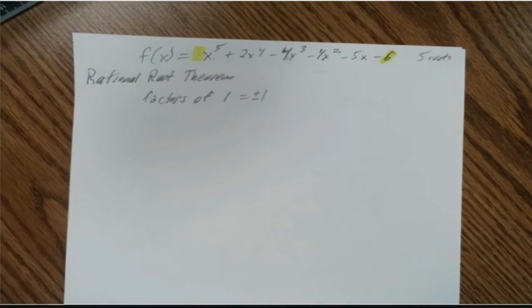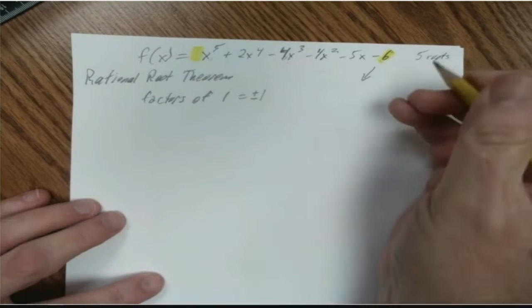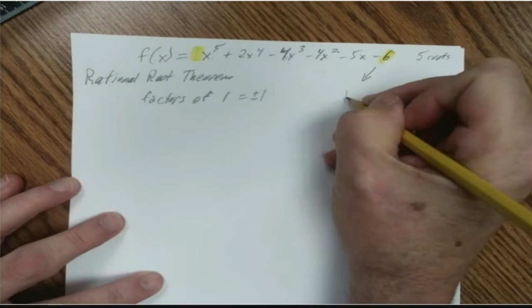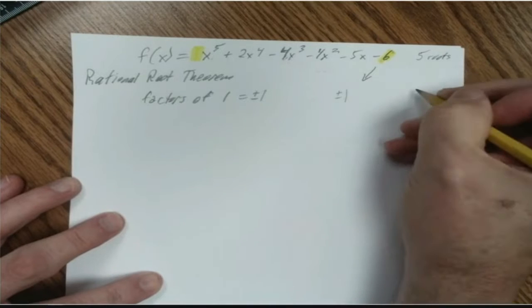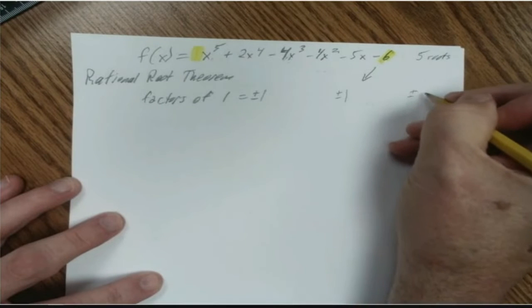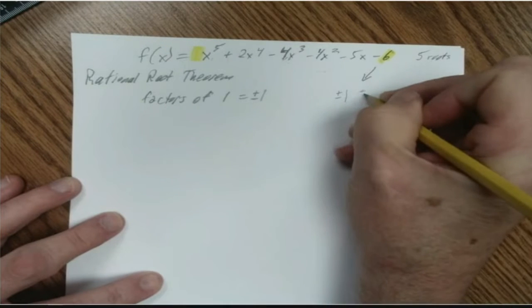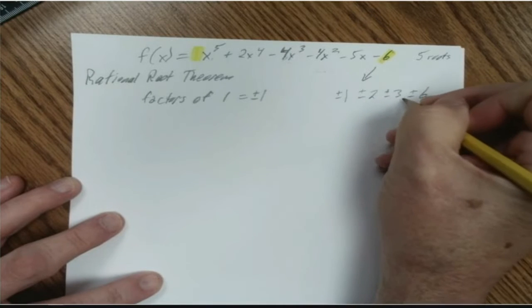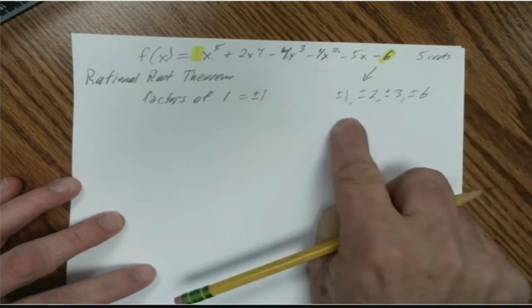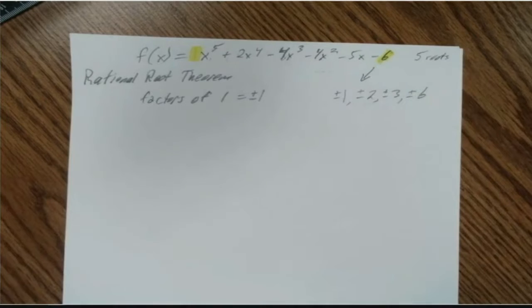You can either multiply -1 times -1 and you get 1, or +1 times +1. So for 6, you can take plus or minus 1 times plus or minus 6, and plus or minus 2 times plus or minus 3. Those are the only numbers you can multiply together to get 6. Right?